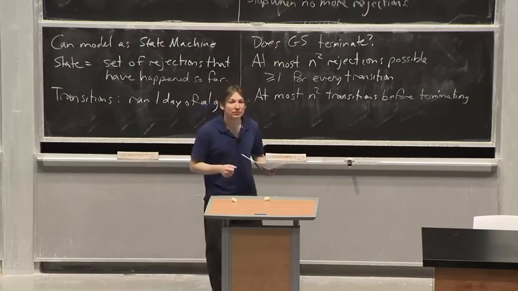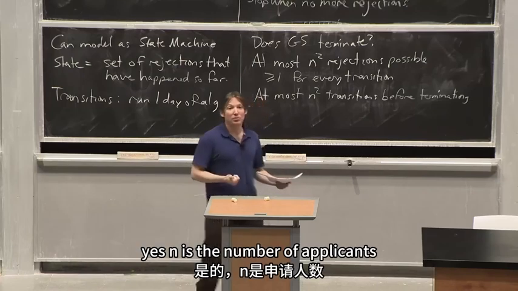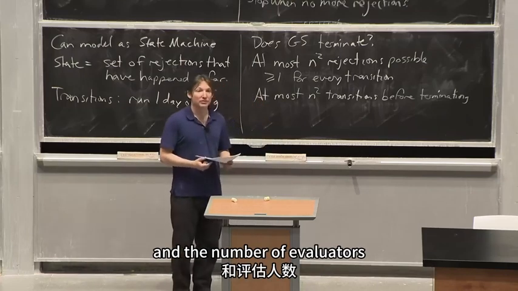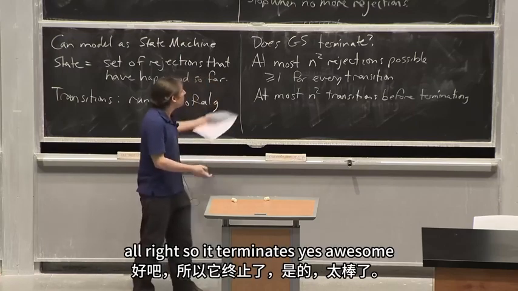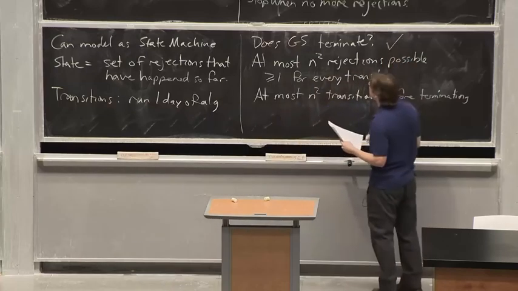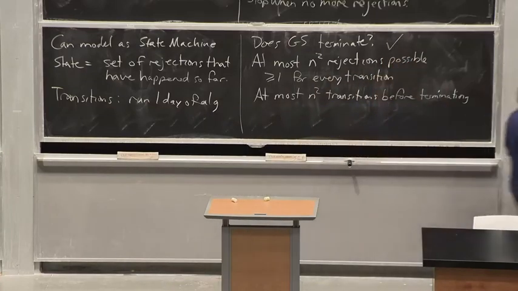Yes? Is n the number of applicants? Yes, n is the number of applicants and the number of evaluators. They're the same, yes. All right, so it terminates. Yes, awesome. Next important question.